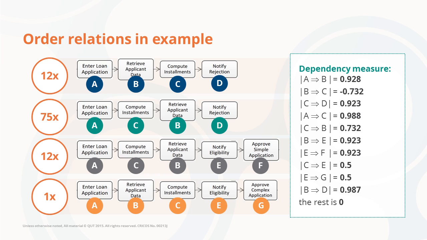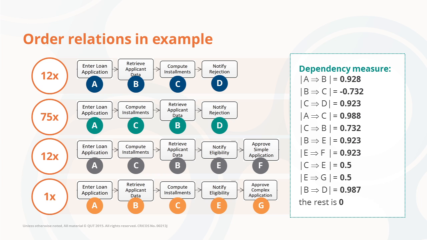Most of them are easy to calculate since they are mostly one-directional. Let's stay with A and B. We see that A is directly followed by B with a dependency measure of 0.928. This 0.928 is the 13 divided by 14, since we do not have any counter directionality here. More interesting is how this dependency measure behaves when we have cases of concurrency.